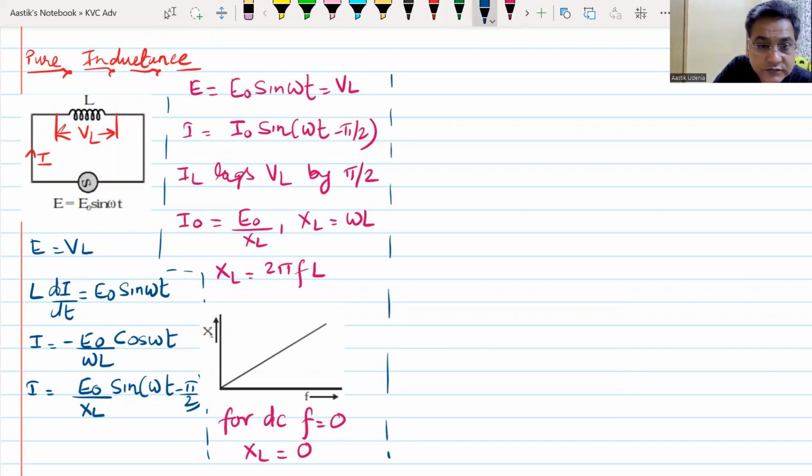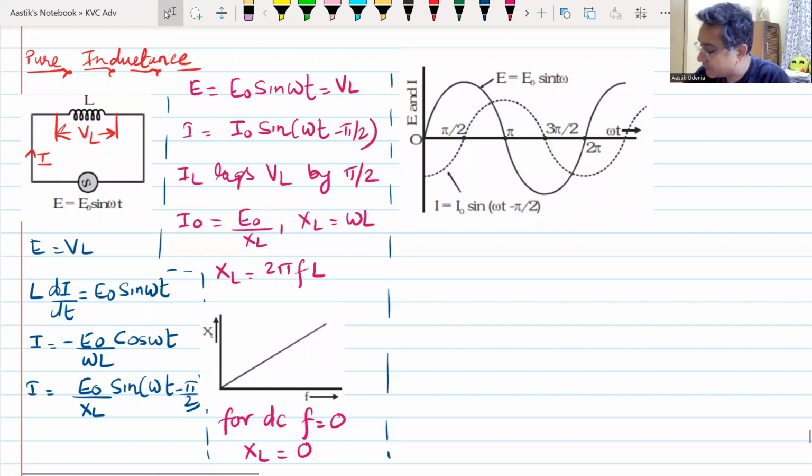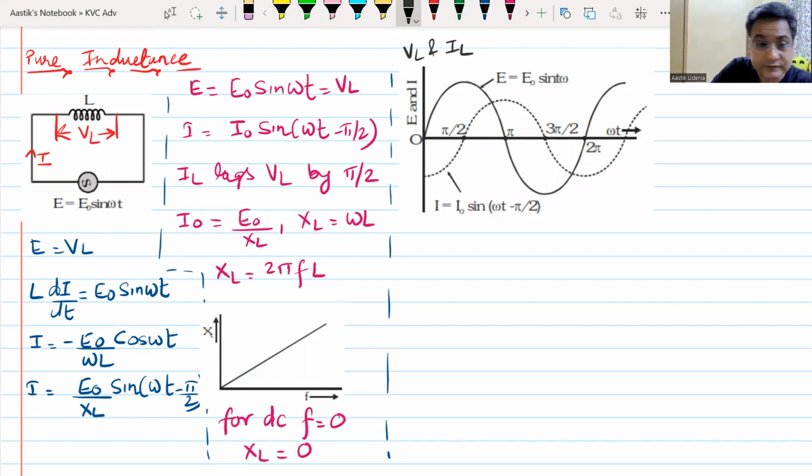Yes, sir. Now, if you have to draw the graph between your EMF, current, and time, this is how the graph will look. Yes or no? On this axis, I have drawn VL and IL, and as you can very easily see, who is leading and who is lagging. VL is leading and IL is lagging. Everyone understands this? Yes or no?